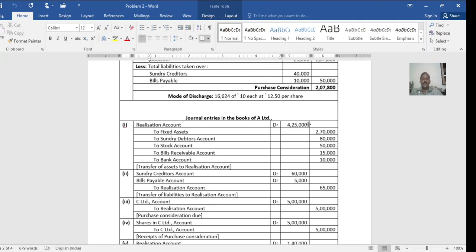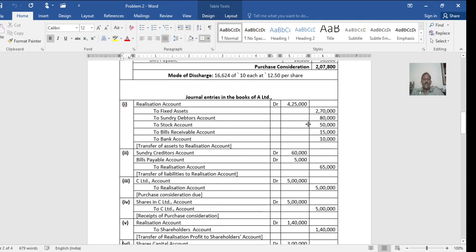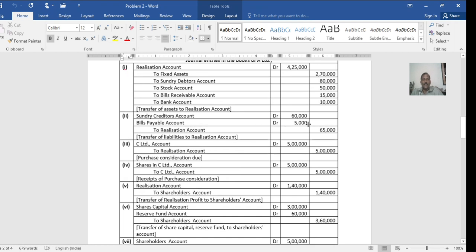Then the third entry is to record purchase consideration due from C Limited. So C Limited account should be debited and it will appear on the credit side of the realization account, 5 lakh as calculated above. Then settlement of purchase consideration, in the sense receipt of purchase consideration from C Limited by A Limited, that is in the form of shares.